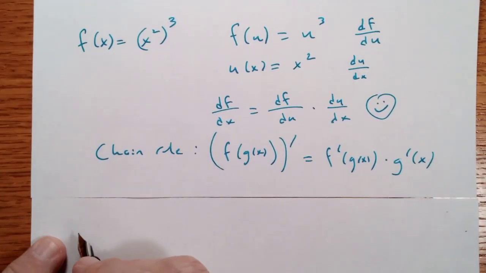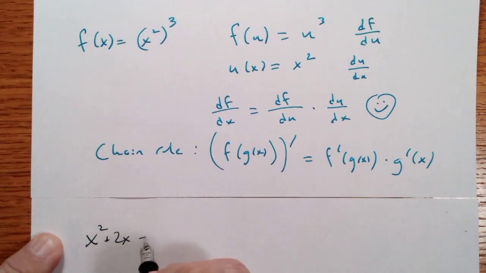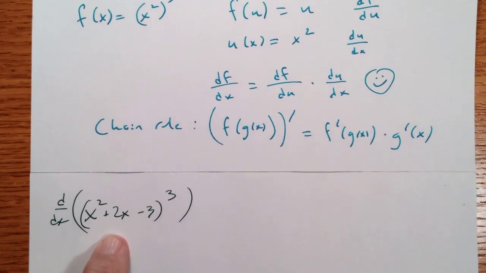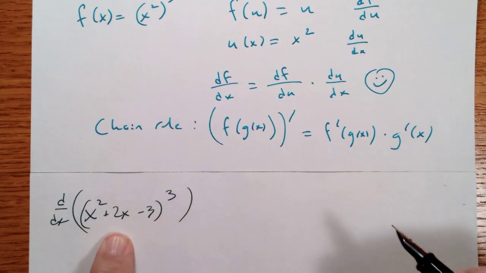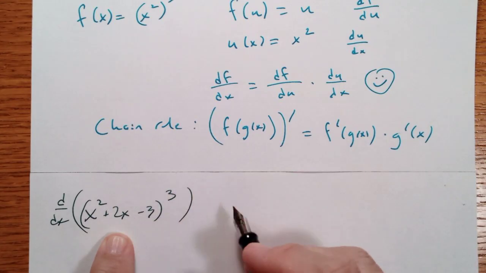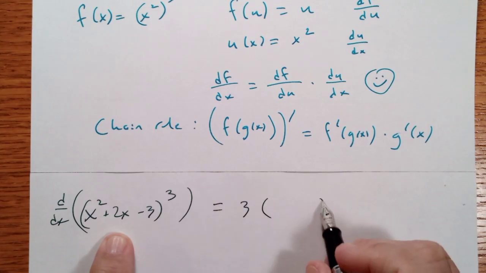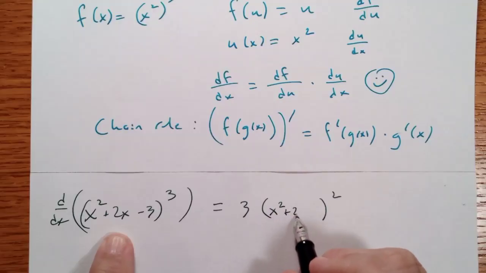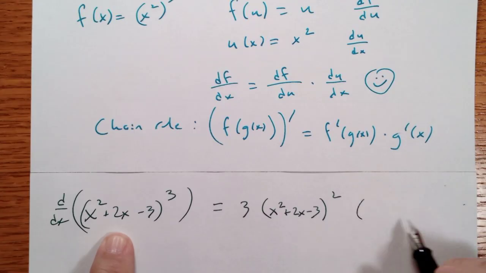But if I had, say, x squared plus 2x minus 3 all cubed, and I wanted the derivative of this, I'd have to multiply that out. And multiplying that out is not trivial. I'll have 9 different pieces to get it. No, I don't want to do that. So let's not. This is ugly thing cubed. The derivative is 3 ugly things squared. Just copy that inside part down. Don't change a thing.